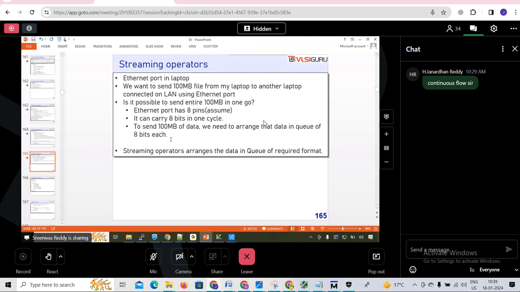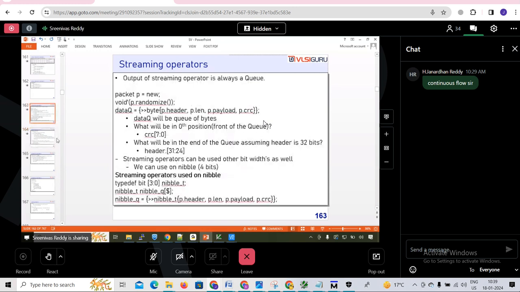Now let's understand the streaming operator. The output of a streaming operator is always a queue. Let's say I have one packet, an Ethernet packet. It has something like header, length, payload, and CRC. How many fields are there in the Ethernet packet? 4 fields: header, length, payload, and CRC.